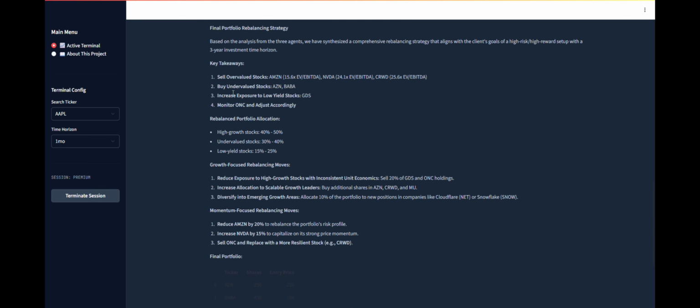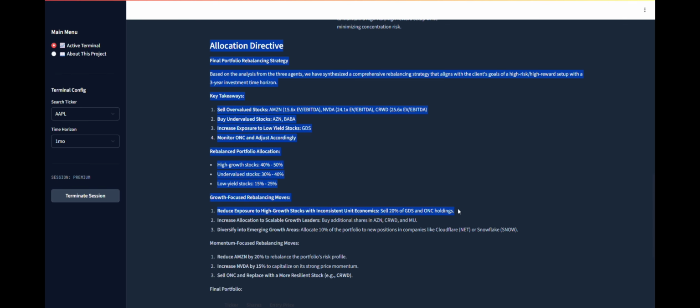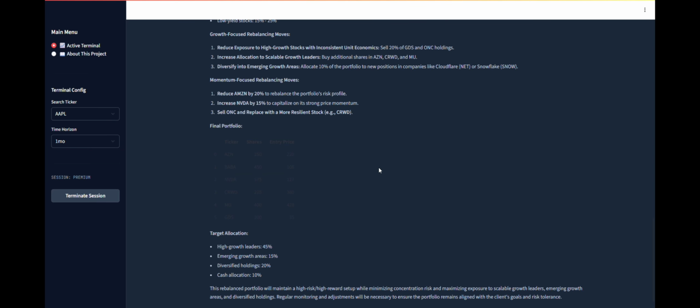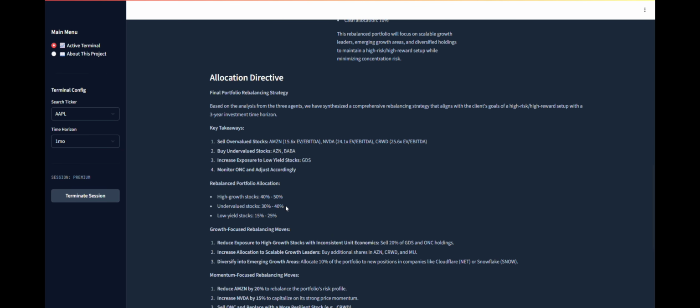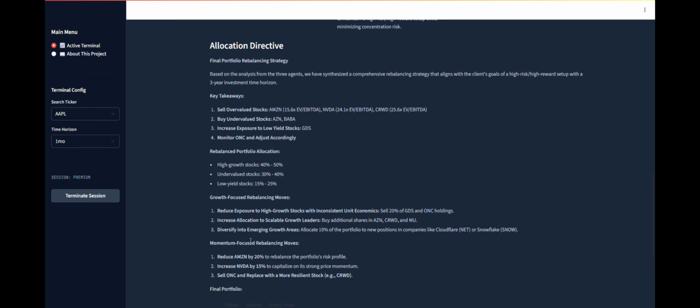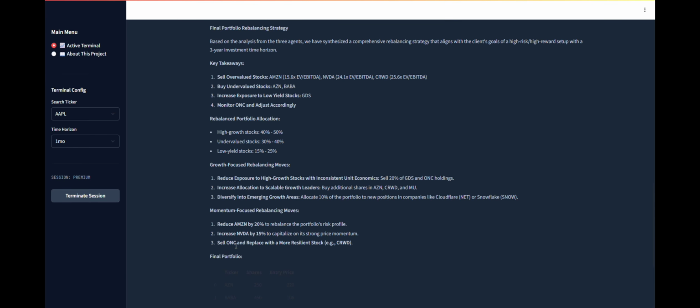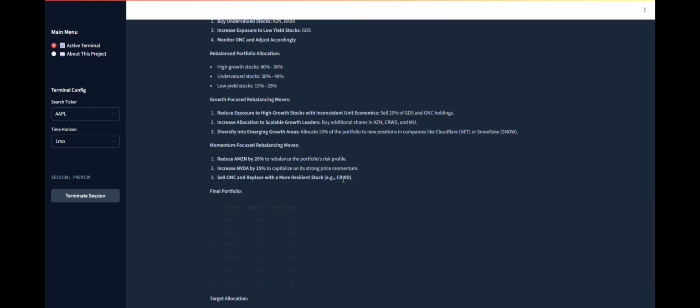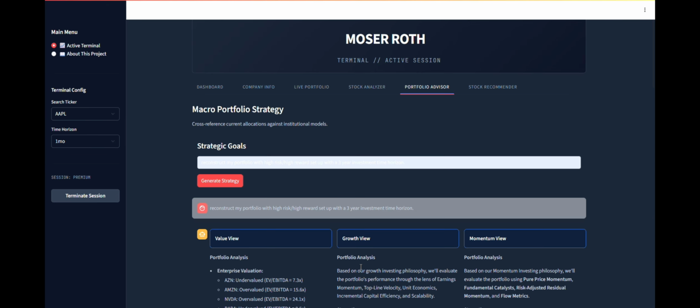So over here, we can see that we already have a pretty well described rebalancing strategy, followed by an example output asking us to reduce Amazon, increase Nvidia, and sell Boeing, and buy more resilient stocks such as CrowdStrike. Yeah, all right. And now let's go into the stock analyzer function.